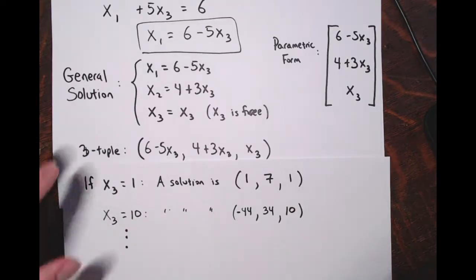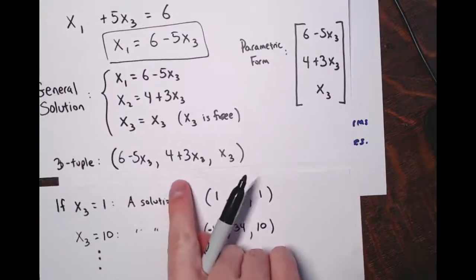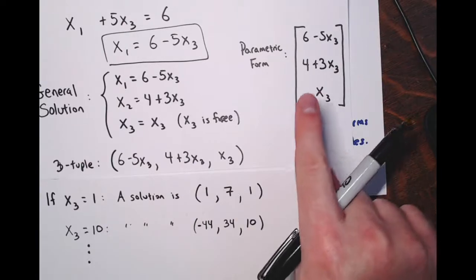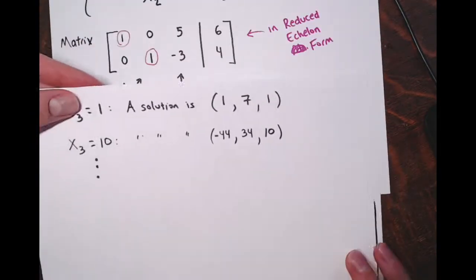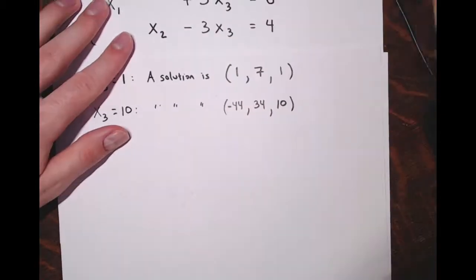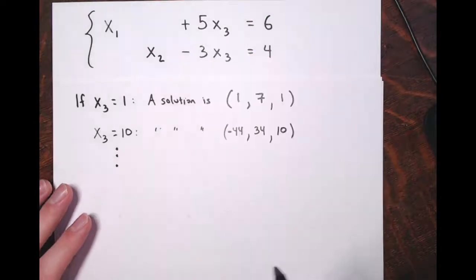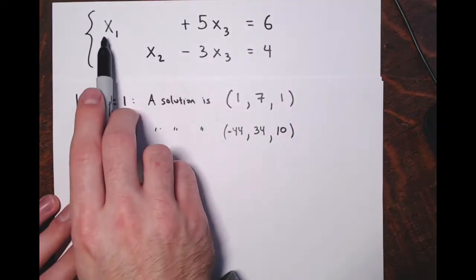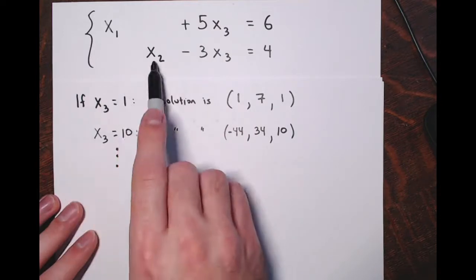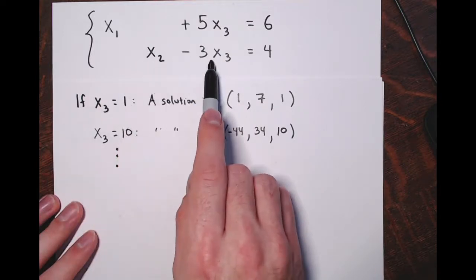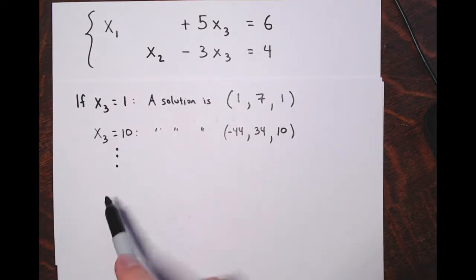And you could do this forever. There's infinitely many solutions, and this is a description of all of them, this parametric form, or this tuple here. It's just a description of how to find any of the solutions to this system. And let's test this last one. All right, so here's the system again. Negative 44 plus 50 is 6. Yes. 34 minus 30 is 4. Yes, this is a good solution. And again, you could do that all day long.